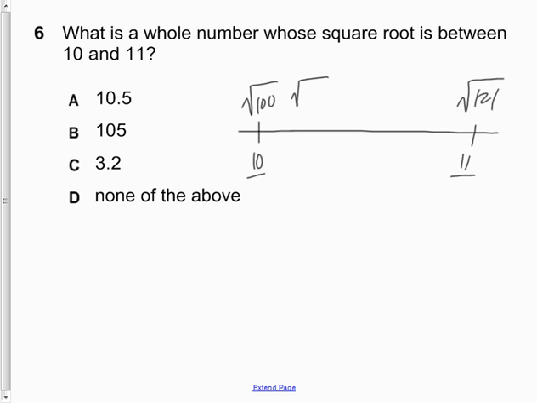Now the only one that's a number that's between 100 and 121 is B. Square root of 105 would be like 10 point maybe 2-ish. So therefore the square root of 105 is the answer.